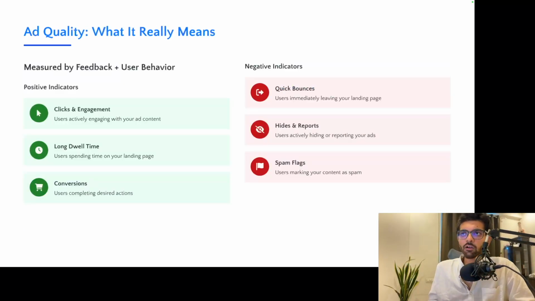Now, what ad quality actually means: it's measured by feedback and user behavior. Positive indicators are click engagement, long dwell time, conversions, so any optimization goal that you wanted to happen, it is happening, right? So the algorithm will be like, okay, fine, I'm serving the right quality data to the right people. Quick bounces on the landing page, right?